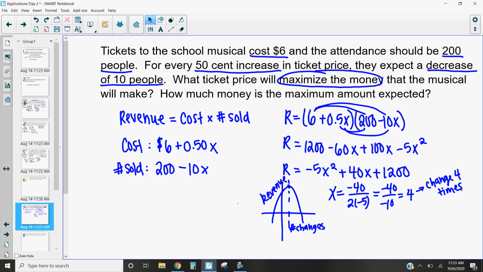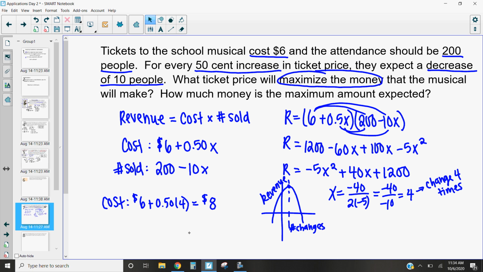So what does that mean? Well, to figure out how much money is expected, first we need to figure out what is that cost. So our cost here, really what we're saying when we say change 4 times is that instead of charging $6, I want to change $6 plus 50 cents times 4, because I'm going to increase it 4 times by 50 cents. So really, my maximum cost, my most effective cost, is when I charge $8 a person.